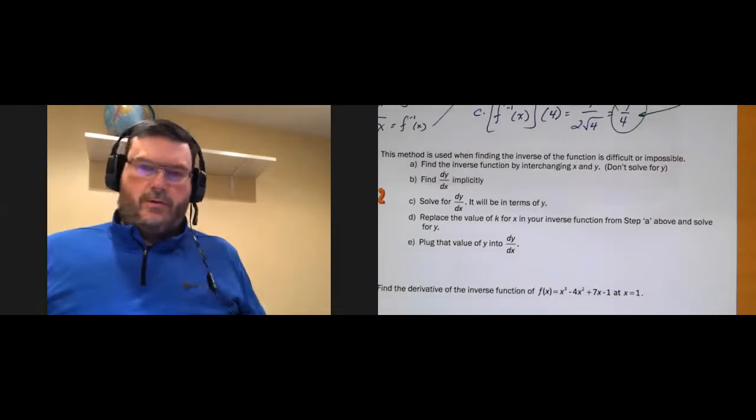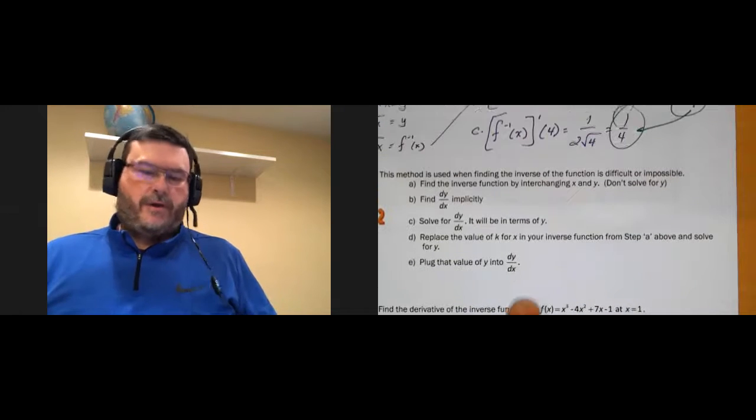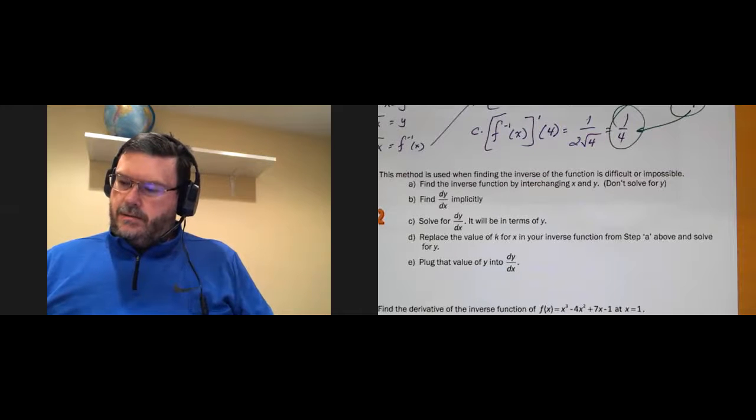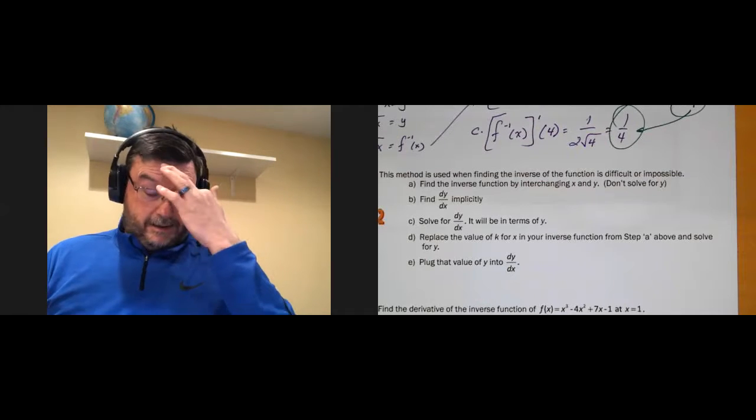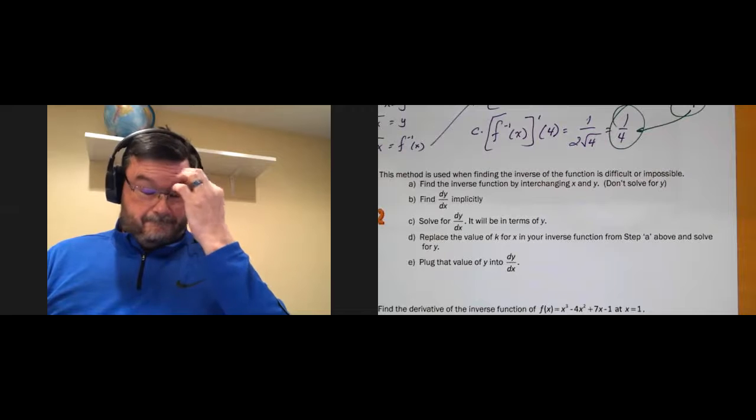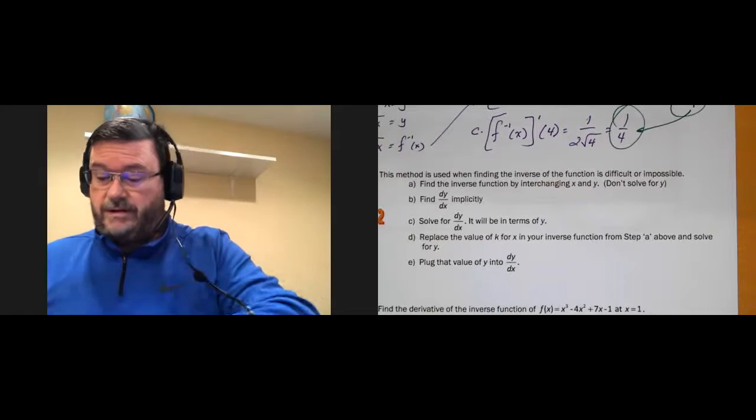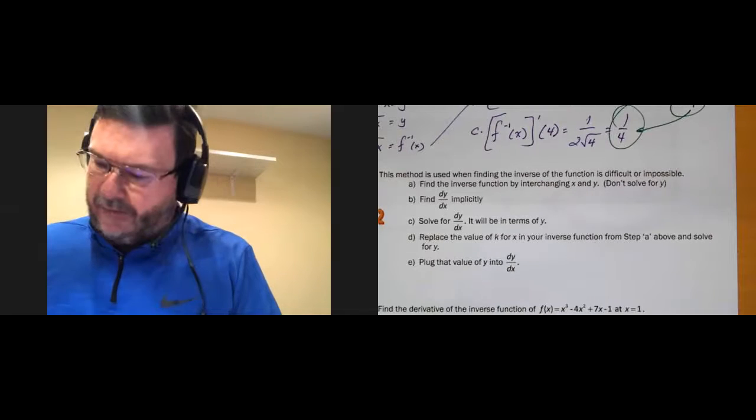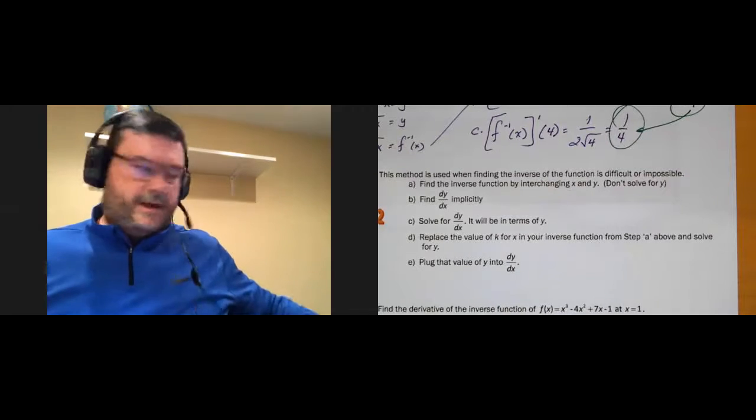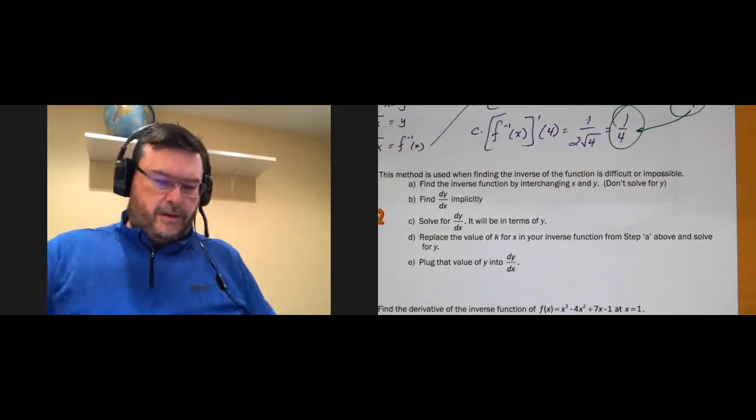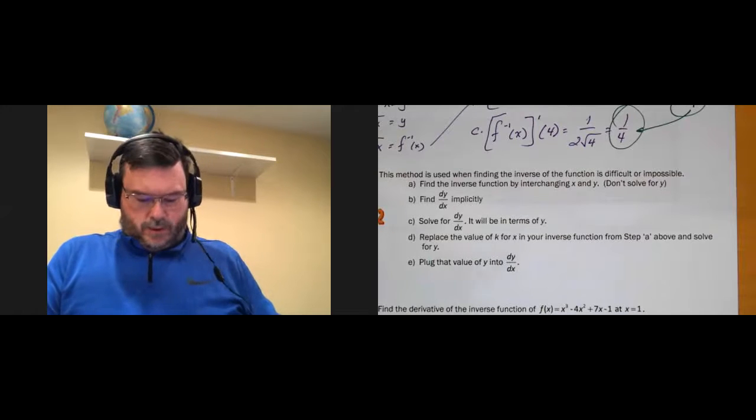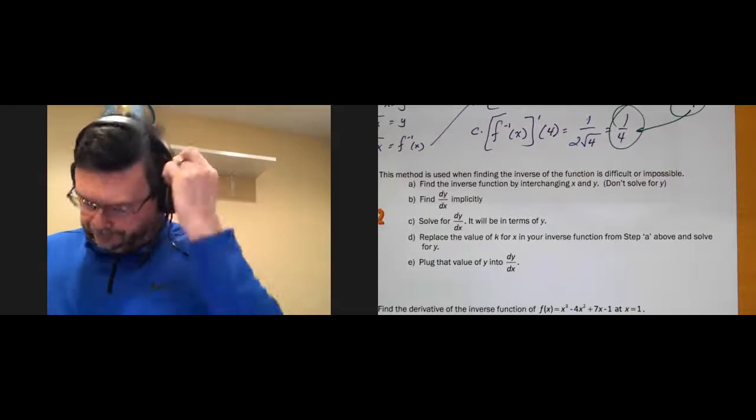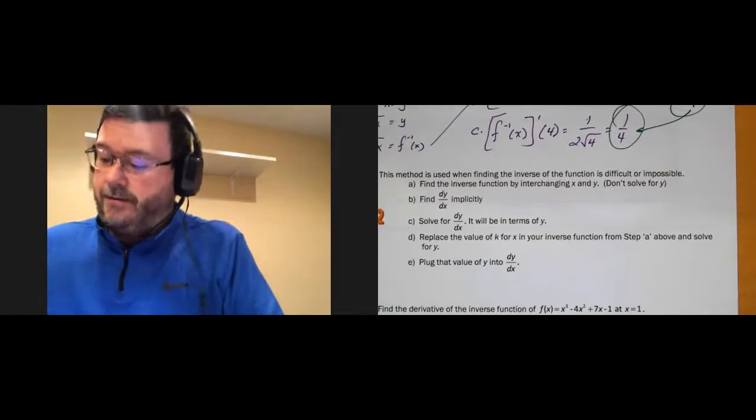Method 2. This method is usually used for a function that is a little bit more difficult to look at, where you can't really find the inverse easily. Okay, so the first thing that you're going to do is find the inverse by interchanging the x and the y. Do not solve for y. It's pretty much impossible. Not necessarily impossible, but don't do it.